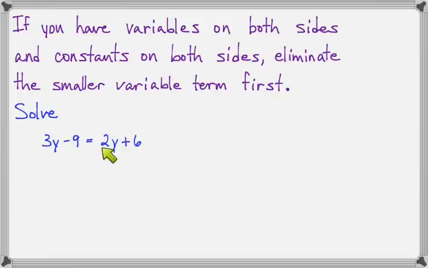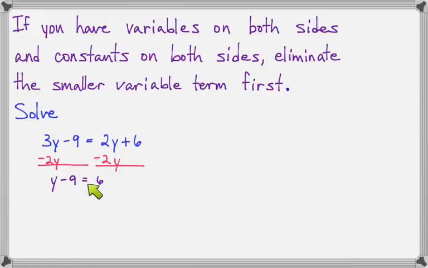So this is a positive 2y. The way to make it disappear is to put a minus 2y on that side and a minus 2y on the other side. So now when we combine our like terms, for the left, 3y minus 2y is 1y, and I've still got my minus 9. And on the right, 2y minus 2y cancels itself out. It adds up to 0. And all we have over here now is 6. And see, this gets you back to one of those easier problems.